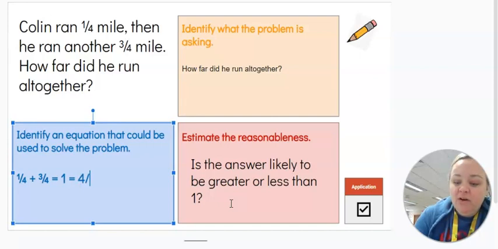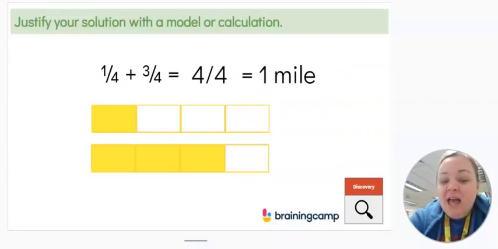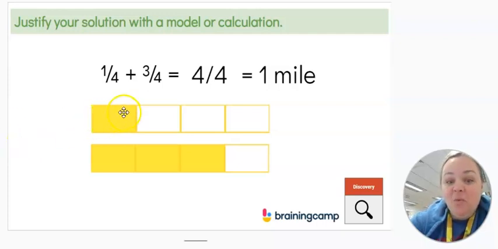I'm going to put 1 or 4/4. Which means, yeah, it's close. It is exactly 1. So by estimating, this is close to 1 mile, so yes, this is actually looking pretty good. I can look at this model that was drawn. He ran 1/4 of a mile the first time, so he did not run these 3/4. And the second time he ran 3/4 mile and not this 1/4. And when I combine the two, I now have 4/4 or 1 whole mile.